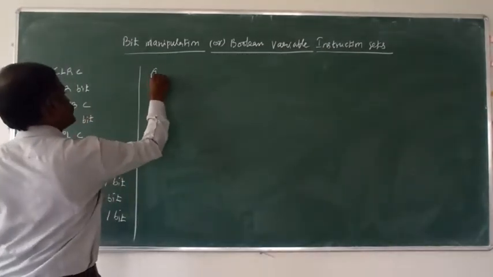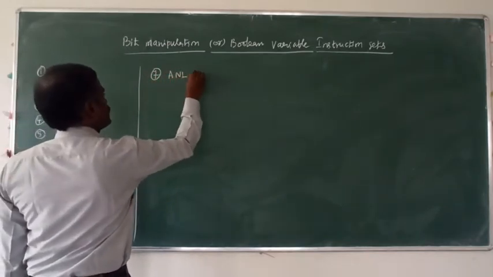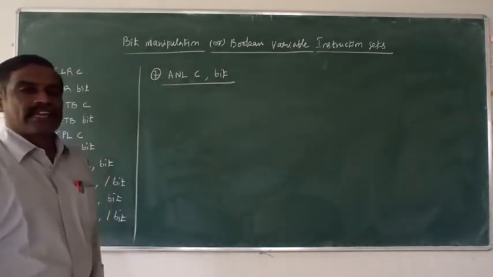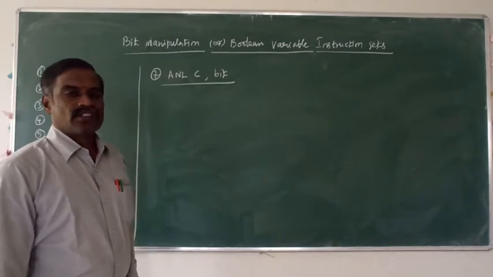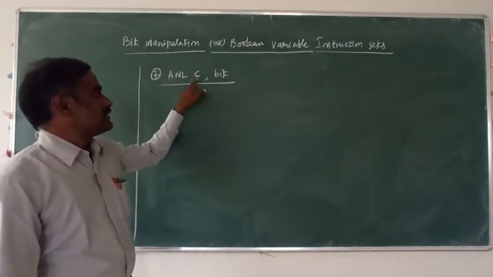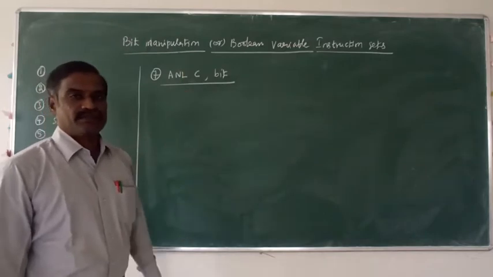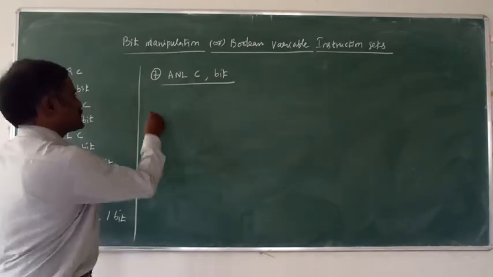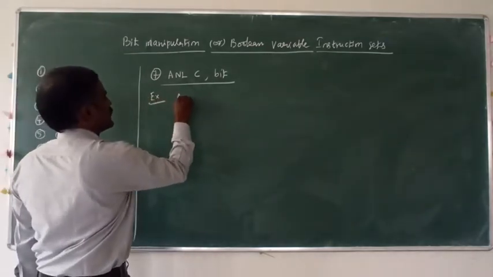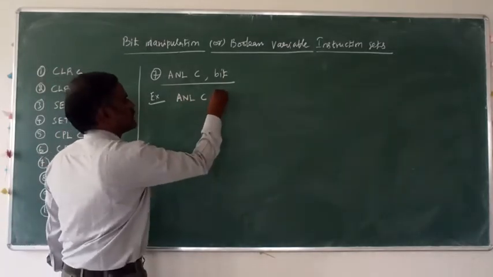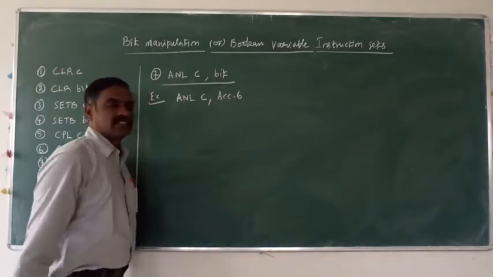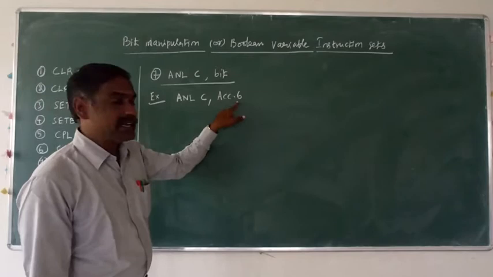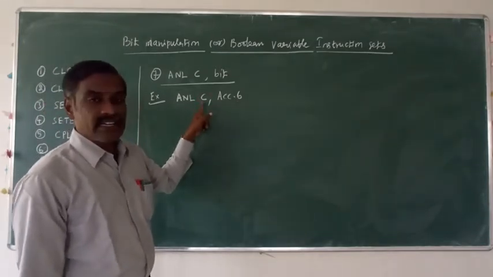Seventh one, ANL C comma bit. ANL means logically AND carry with that particular bit. Both are single bit. Example, ANL C comma ACC.6. ACC.6 means accumulator content 6th position bit logically AND with carry.